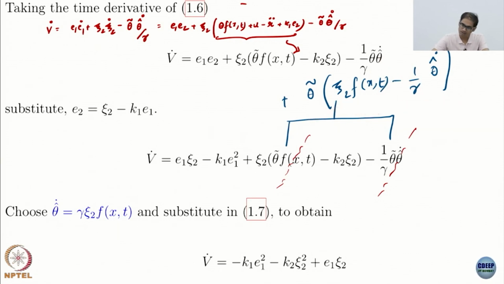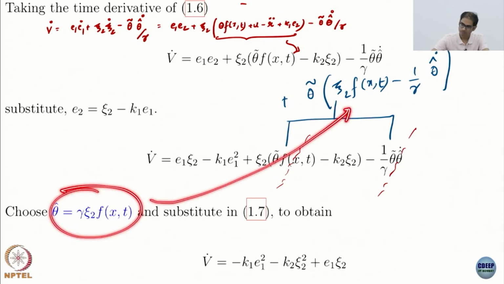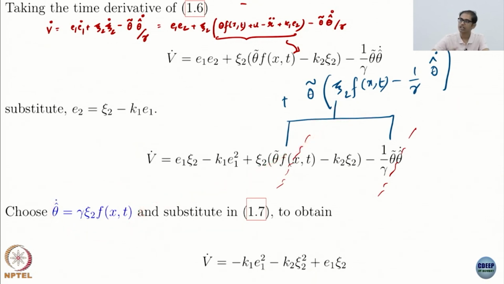And how do I make this 0? By this choice. Yes, I cannot make this negative definite in adaptive control because theta tilde is unknown, otherwise you will have to have a minus k theta tilde, which is not allowed. It's an unknown, so that's not possible. So the best I do is I make this 0. Okay. So this is gone.